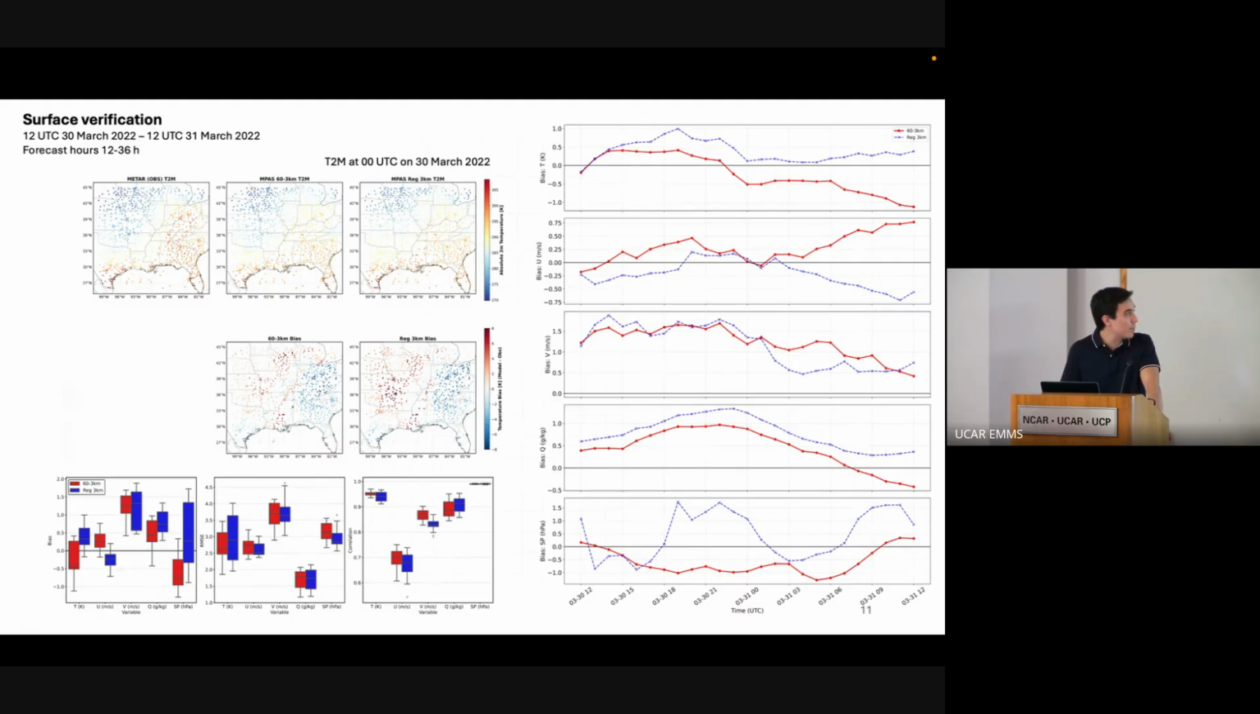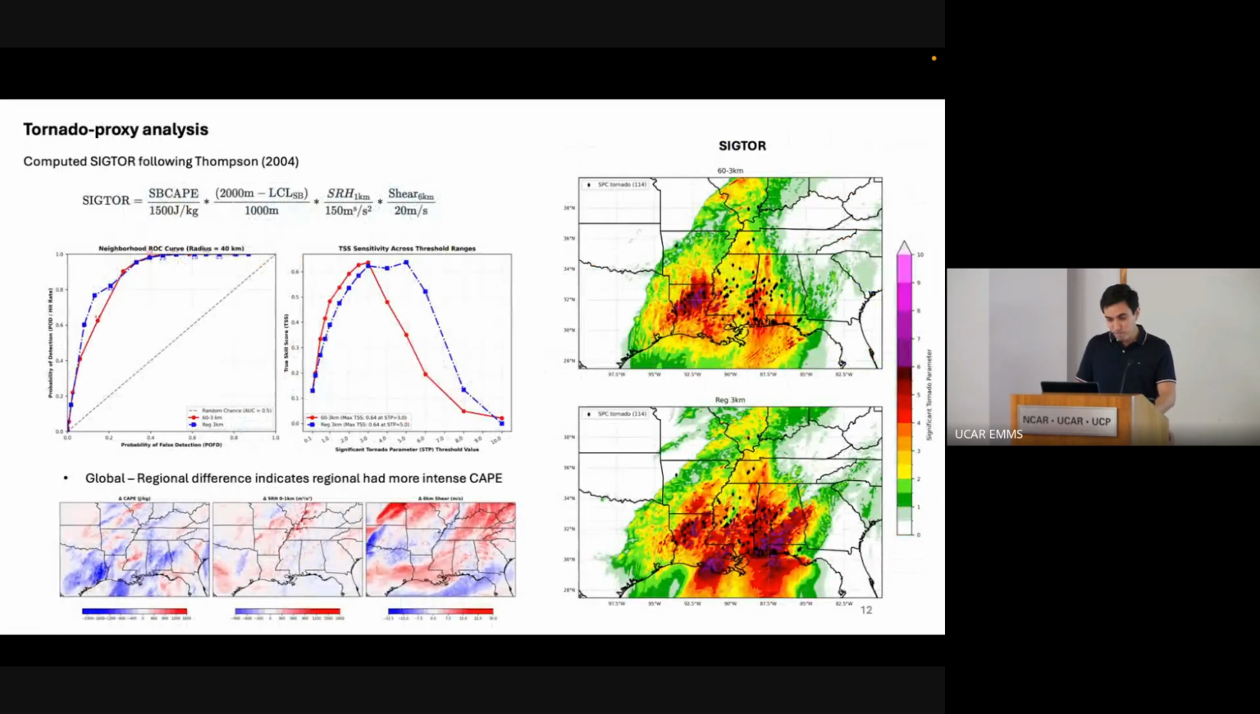And also the more prominent difference here is in terms of surface pressure. As you can see here, the regional run has a huge bias and is very different than the global one. And it basically tells us that this difference comes from differences in surface storm propagation. And it translates in this difference that we can see in the surface pressure.